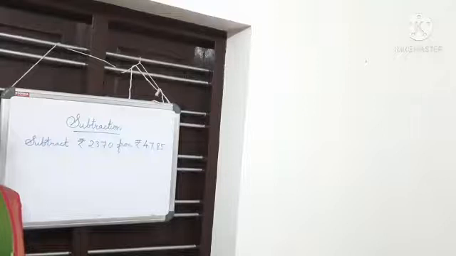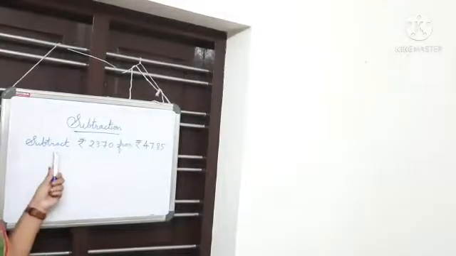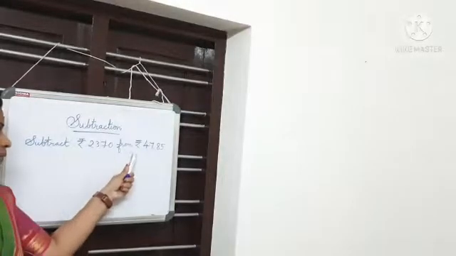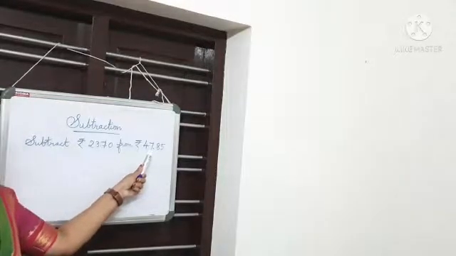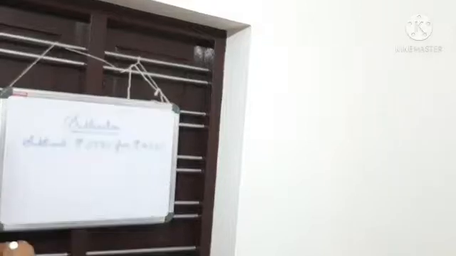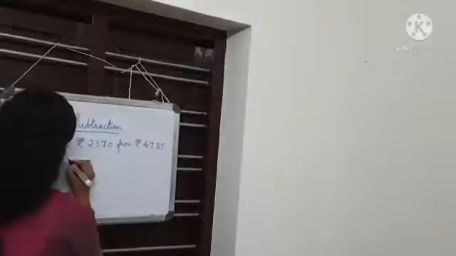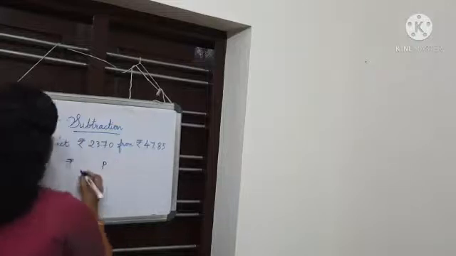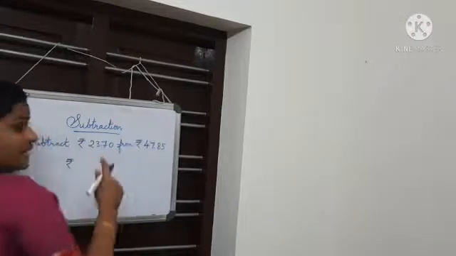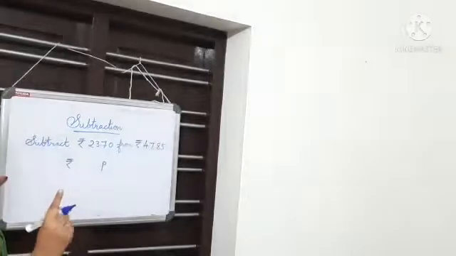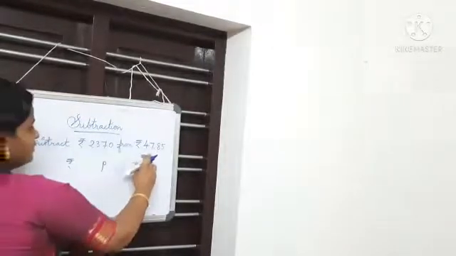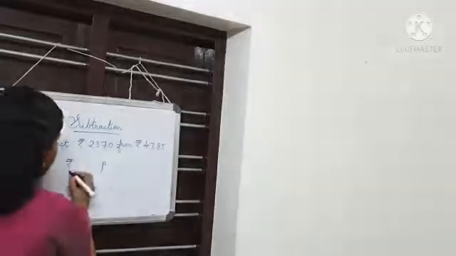Next, we will discuss subtraction. Look at this question. Subtract rupees 23.70 from rupees 47.85. Now let us try to solve this question. Here I write rupees and here I write paise. Now you should write the bigger number first. Always in subtraction write the bigger number first. So this is the bigger number, right? So I write that first.